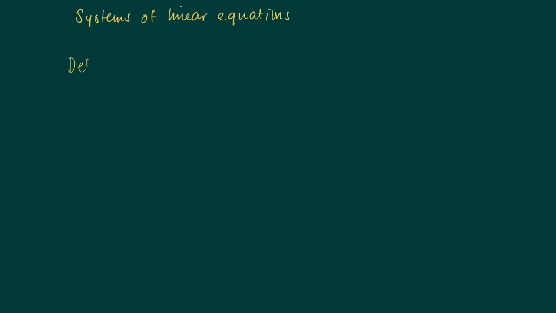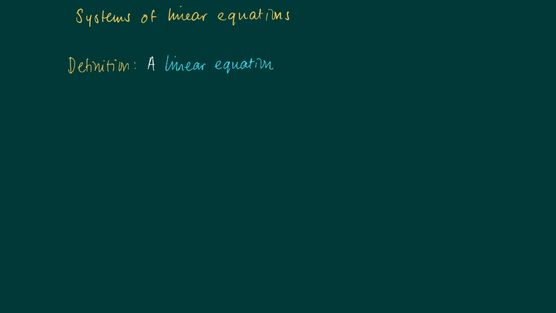Systems of linear equations. We have the following definition. Before we look at systems of linear equations, it will be wise to look at a linear equation in several variables.